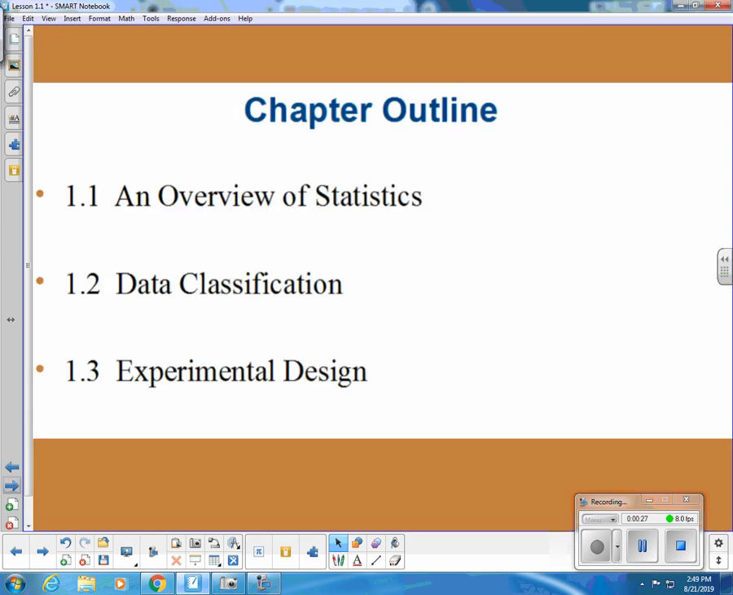So we only have 3 sections in this chapter. It's going to go pretty quick. Today we're just going to do the overview of statistics. Then we're going to talk about data classification on Friday and then experimental design on Monday.